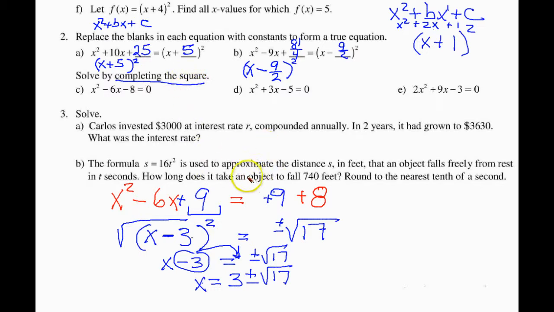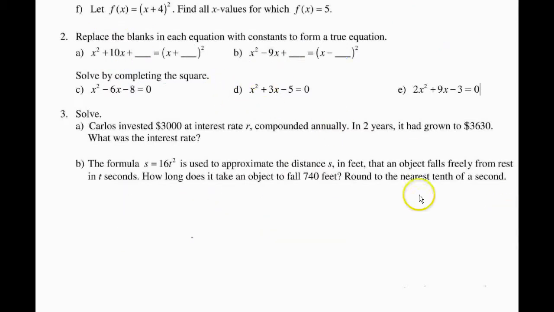Now, the marvel of these YouTube videos is you can go back and watch this whole process again. But I don't have to repeat it because you can physically do that. And we're going to go on to letter D.